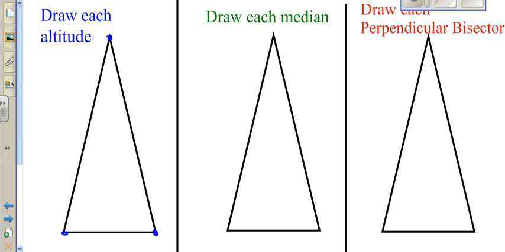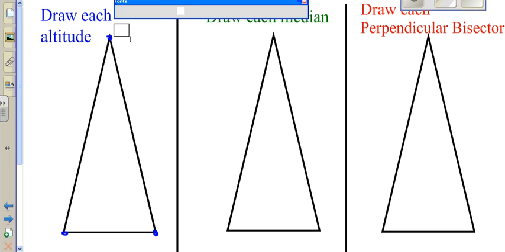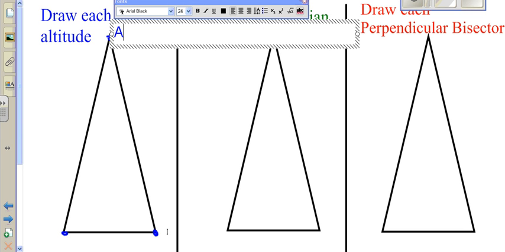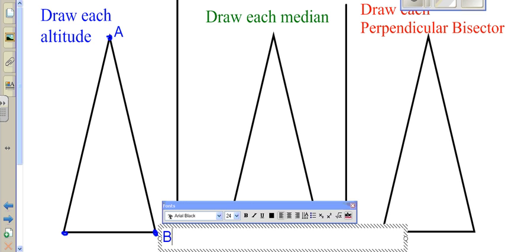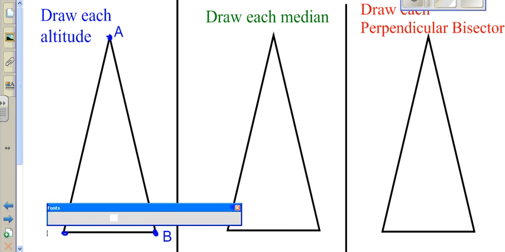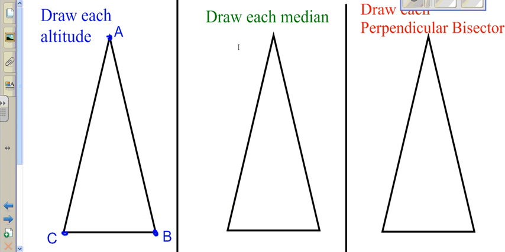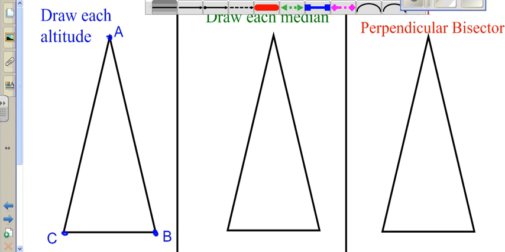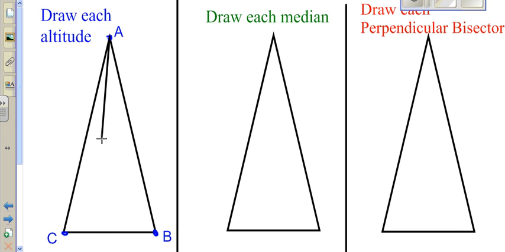Just so we can identify what we're talking about a little better, I'm going to name them. Let's call that A. Down here I'm going to call this B, and this one I'm going to call C. We're going to start with the altitude from A, and it's going to go to the opposite side, which is CB. It needs to be 90 degrees, so our line's going to start at A, and it needs to make a 90-degree angle with the opposite side.